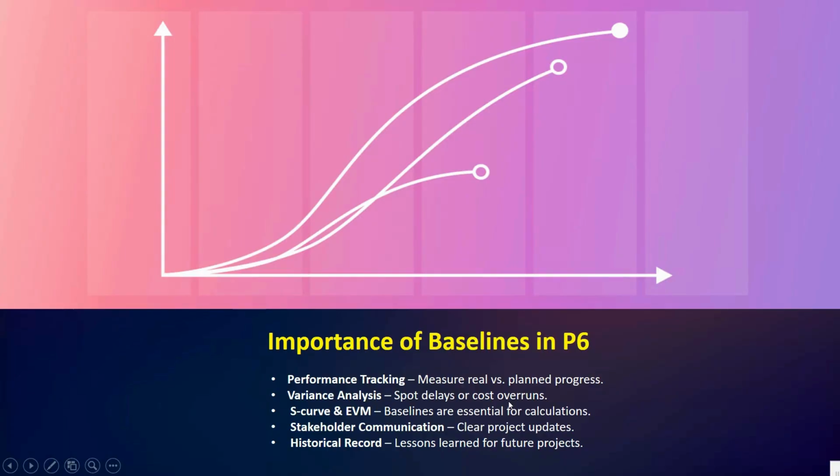So you can identify where delays, cost overruns, or scope deviations are happening by comparing baseline data with the current data. Okay, so after that we have the S curve, then EVM. Baselines are essential for the calculation. So without a baseline, you cannot generate accurate S curves or EVM calculations such as planned value, earned value, and schedule or cost performance index.